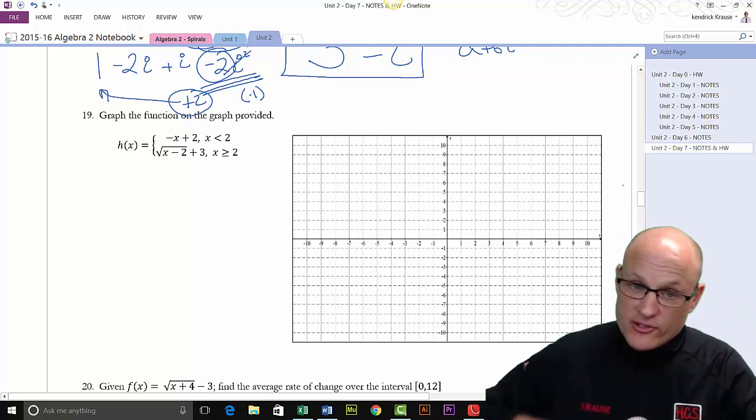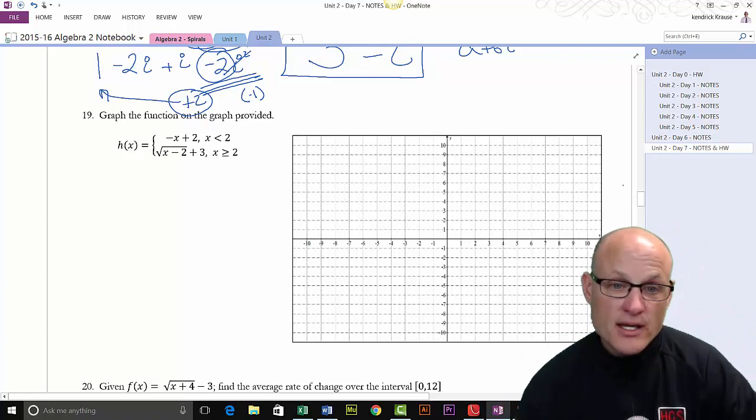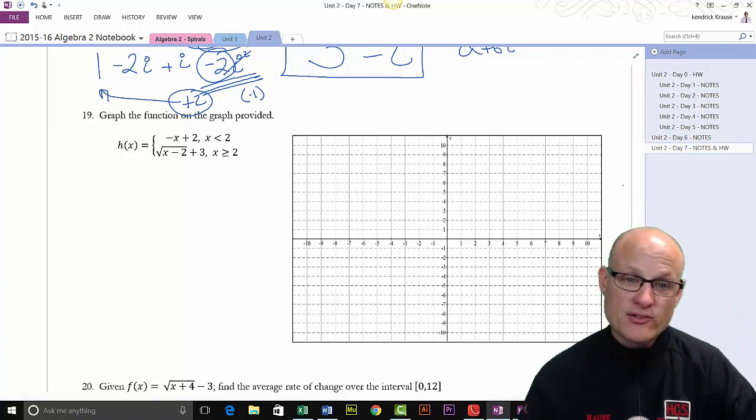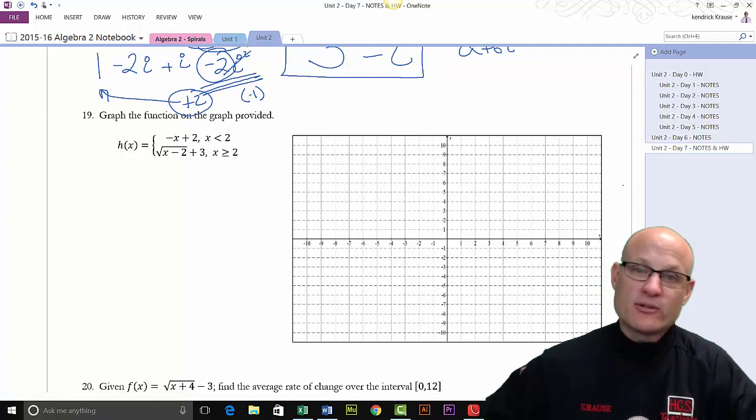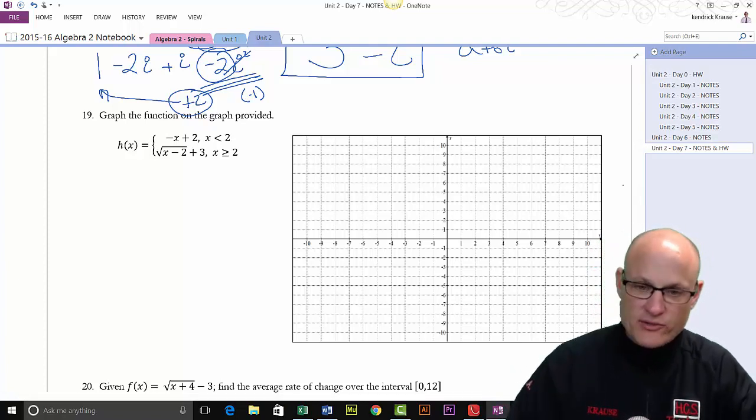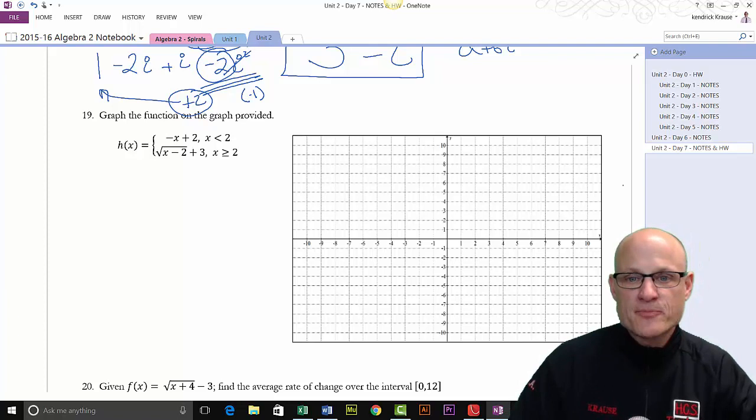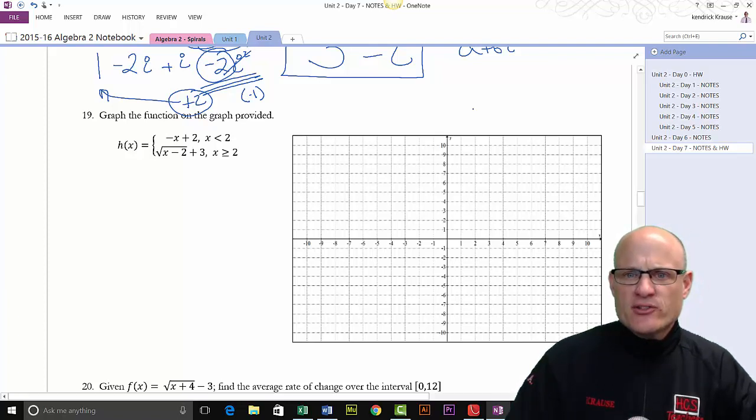All righty. We got to graph this sucker. And I only want to graph it where x is less than 2. So what I'm going to do is graph the whole thing, and then I'm going to erase the stuff I don't want. So let's see what I got here. Let me grab a different color.